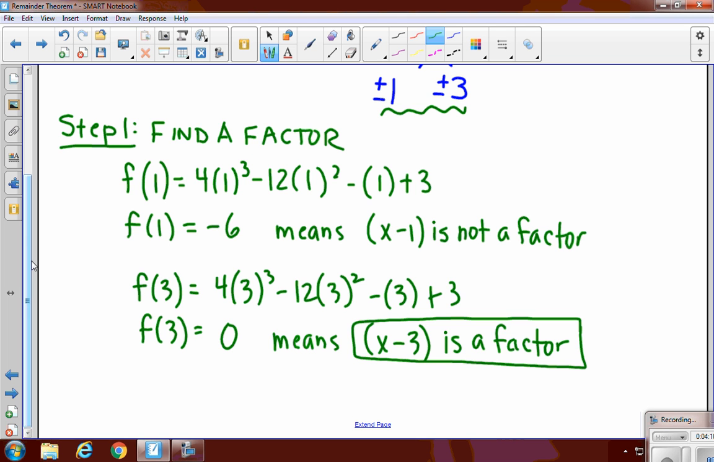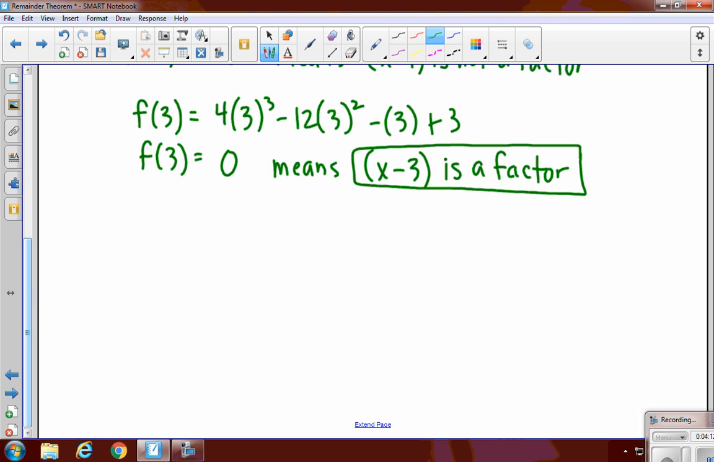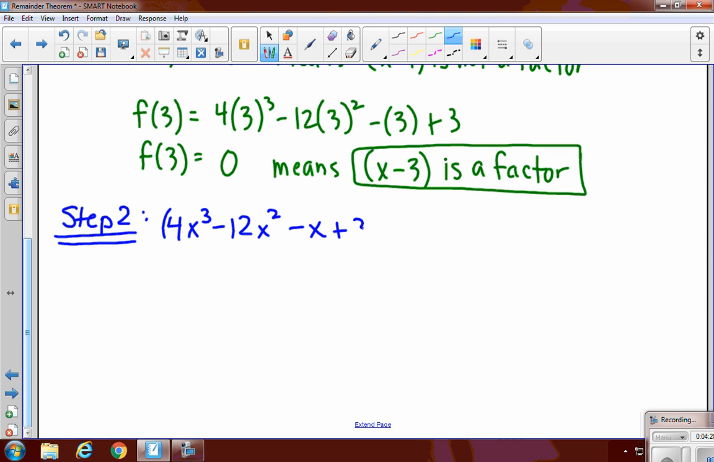But what we want to do now is, because we already know that x minus 3 is a factor, we're going to jump into synthetic division. We're going to say, well, if that divides out, let's divide it out of there. So we're going to actually take 4x cubed minus 12x squared minus x plus 3, and we're going to divide out that factor of x minus 3. Take it out of there and get a smaller polynomial, and then factor that.